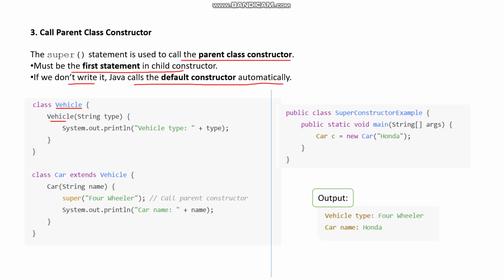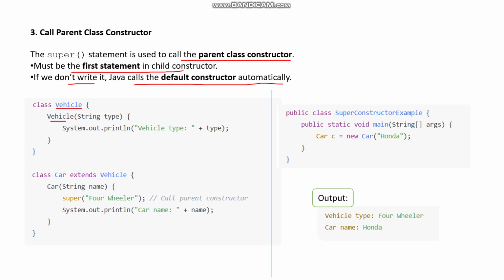Class Car extends Vehicle. Car is the subclass of Vehicle. The parent class is Vehicle and Car is the subclass. It contains one constructor, Car(String name). super("Four wheeler"). Whenever there is a super, the control will go to the superclass constructor. It is passing this data. System.out.println("Car name: " + name).